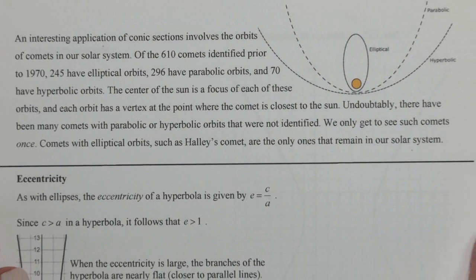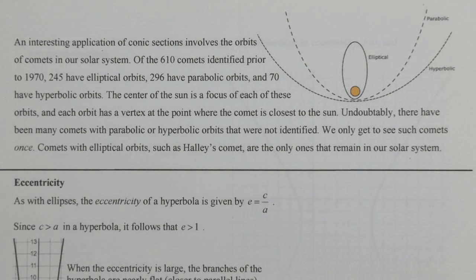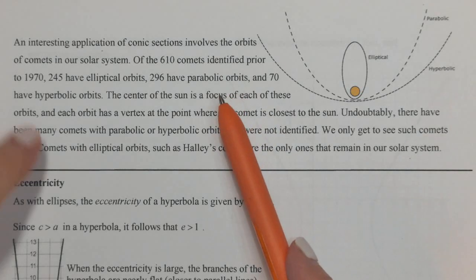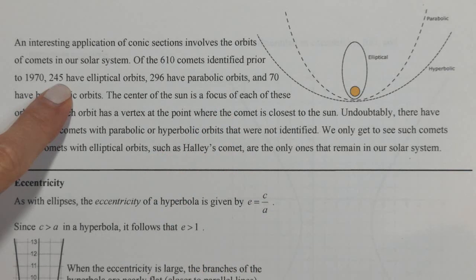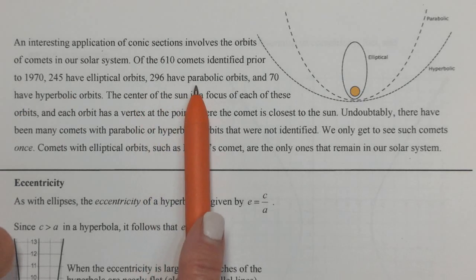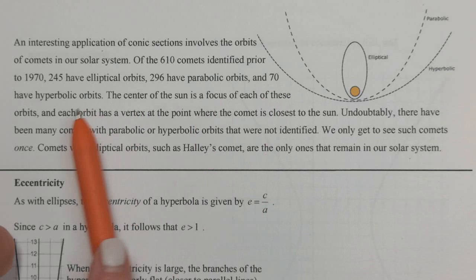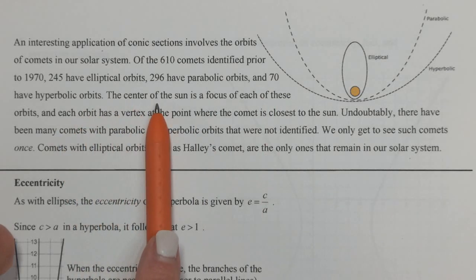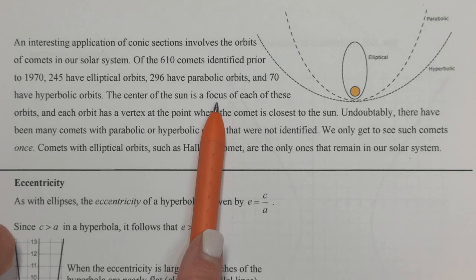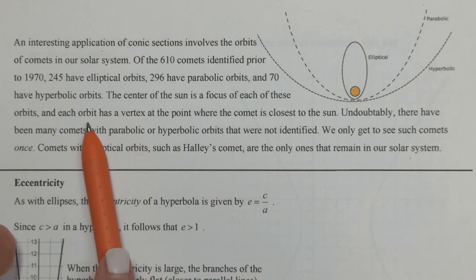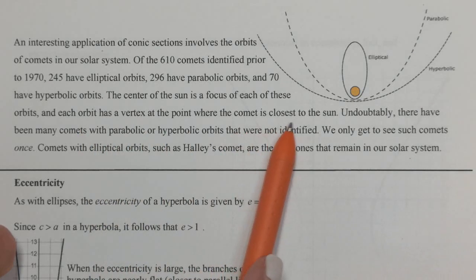I kind of mentioned this when we did ellipses yesterday. But an interesting application of conic sections involves the orbits of comets in our solar system. Of the 610 comets identified prior to 1970, 245 have elliptical orbits, 296 have parabolic orbits, and 70 have hyperbolic orbits. The center of the Sun is a focus of each of these orbits, and each orbit has a vertex at the point where the comet is closest to the Sun.